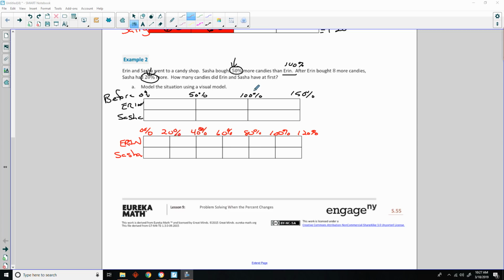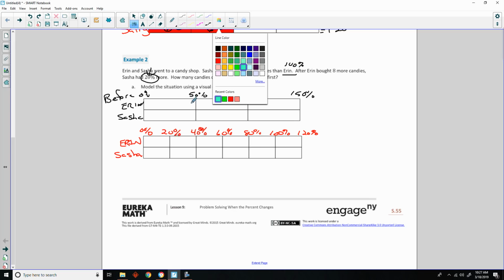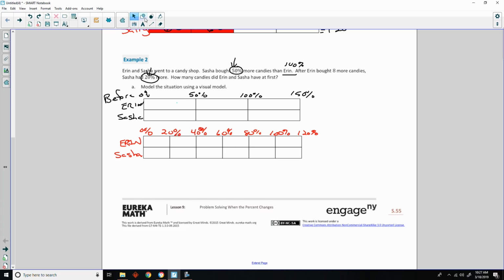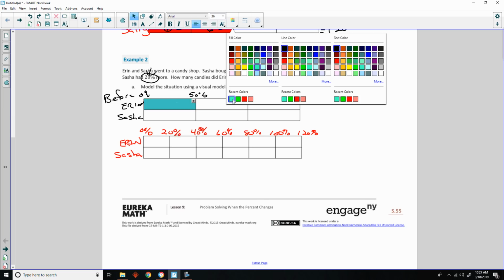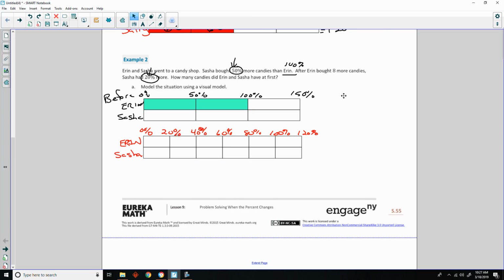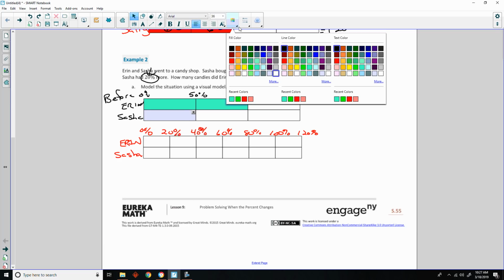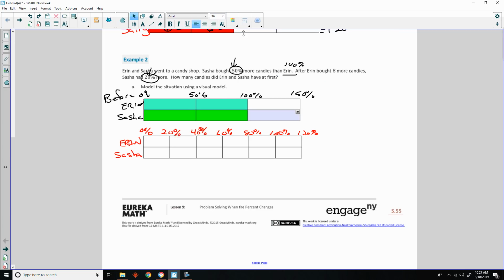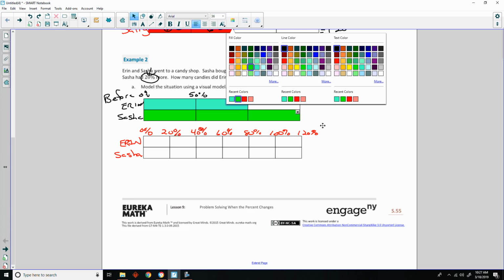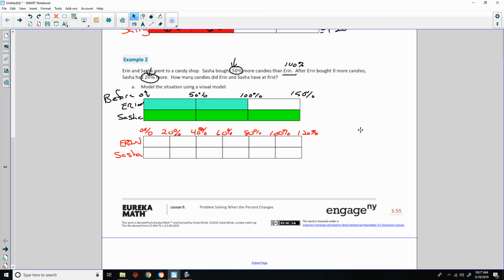Now when I shade this in, Erin and Sasha went to a candy shop. Sasha bought 50% more candies than Erin. So Erin is going to be 100%. So I will choose these same colors so it'll be quicker. So Erin will be 100%. Right there. That's Erin. Sasha bought 50% more candies than Erin. Okay, so there's our first representation.